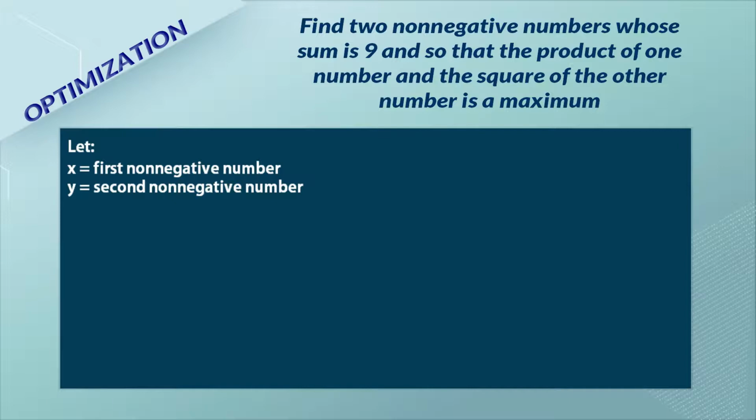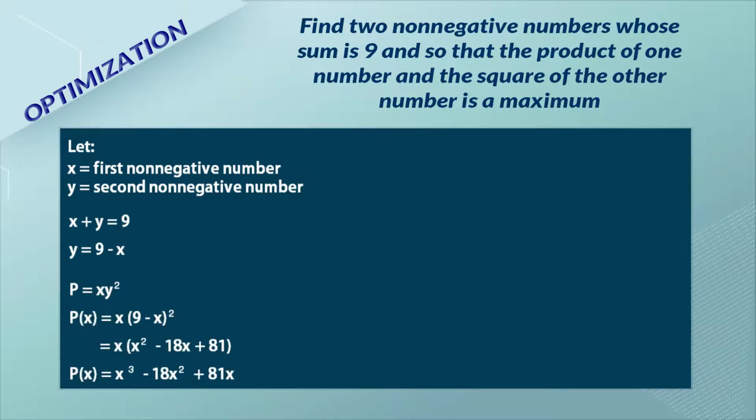First, we have to get the value of y. To get this, let us transpose the equation to y equals 9 minus x. P, as the product of the two numbers, is equal to x y squared. So basically, the function of P is equal to x y squared. We now substitute the value of y, so it becomes x times (9 minus x) squared. Simplify the equation, and we'll get x cubed minus 18x squared plus 81x.